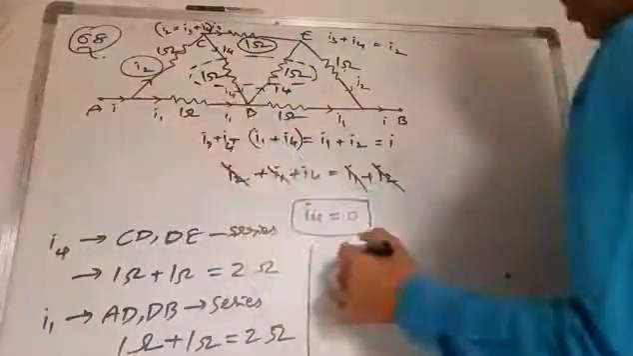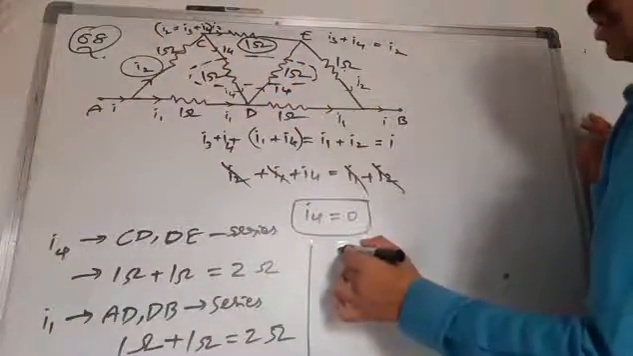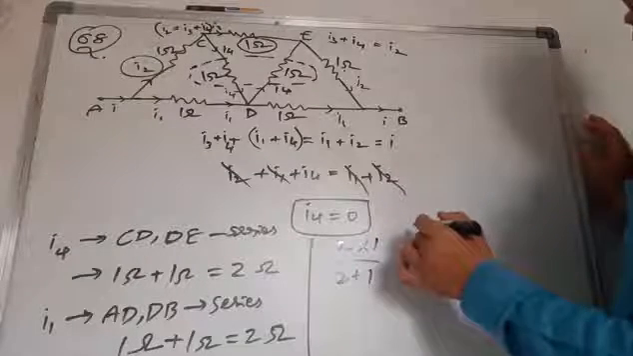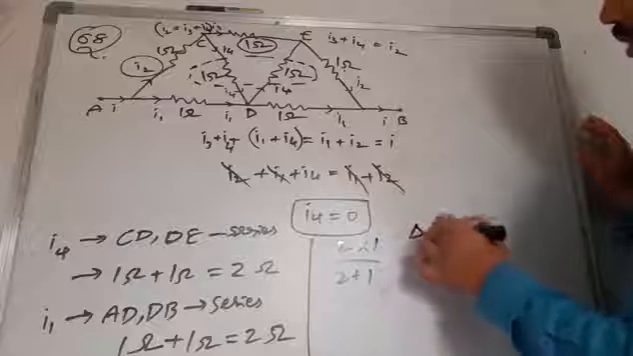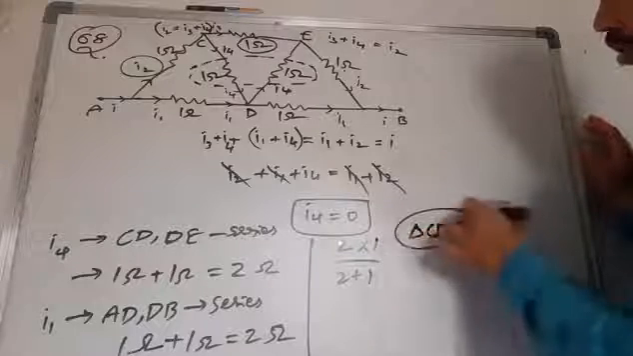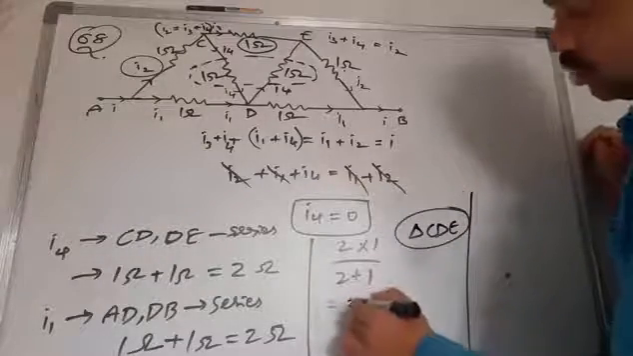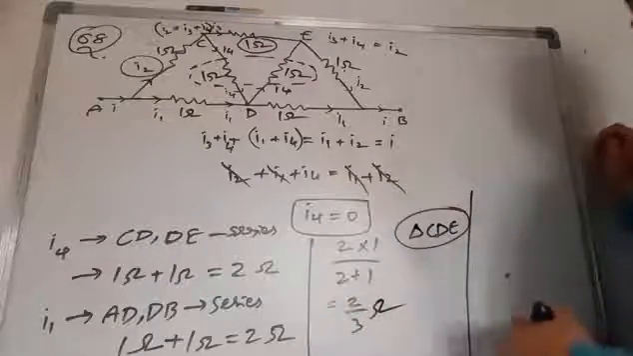So what can we write now? In the triangle CDE we are talking about, 2 into 1 by 2 plus 1. So what will you get here? 2 by 3 ohms is the equivalent resistance.